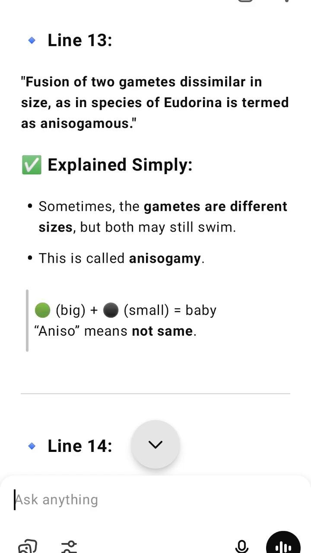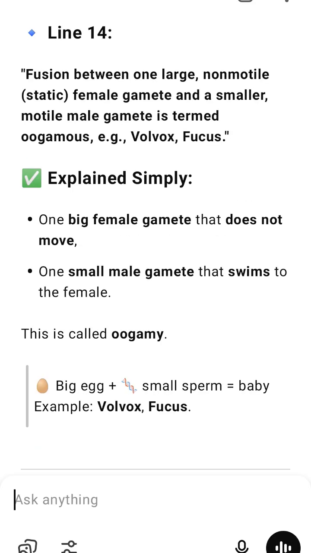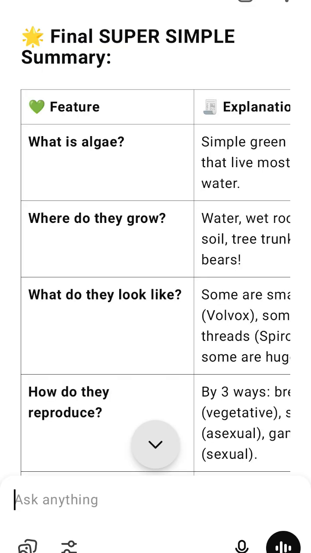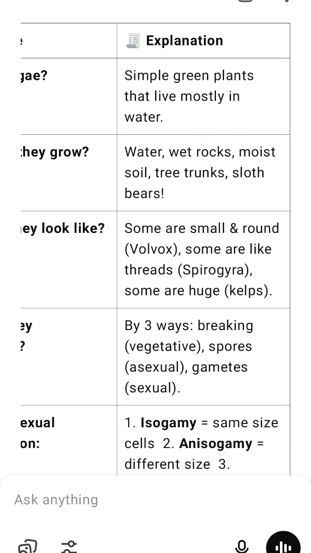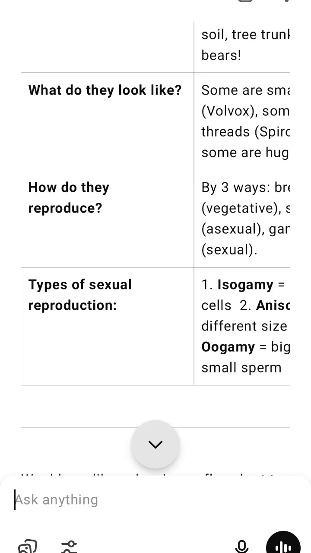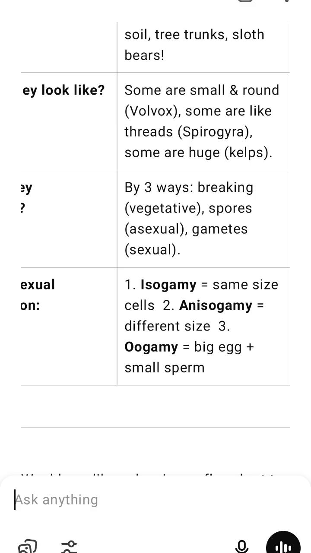5. Types of sexual reproduction in algae. Isogamy: 2 gametes the same in size, which may or may not move. Examples: Ulothrix, Spirogyra. Like 2 similar-looking cells joining. Anisogamy: gametes are different in size. Both may move. Example: Eudorina. One is bigger, one is smaller. Oogamy: one big female cell that doesn't move, plus one small male cell. Example: Volvox. Like human egg plus sperm.